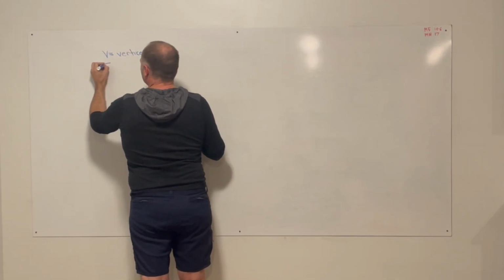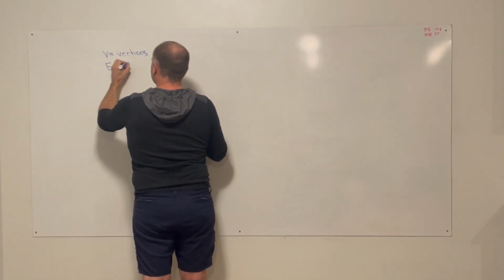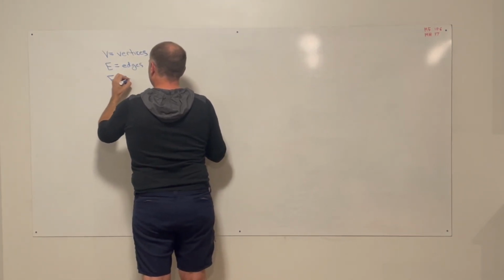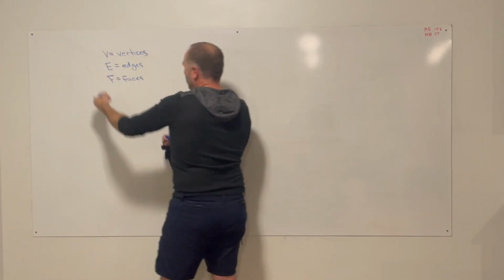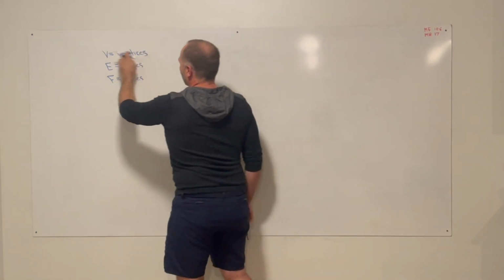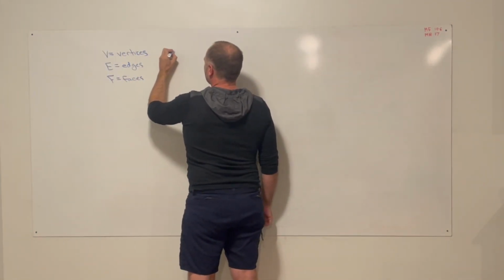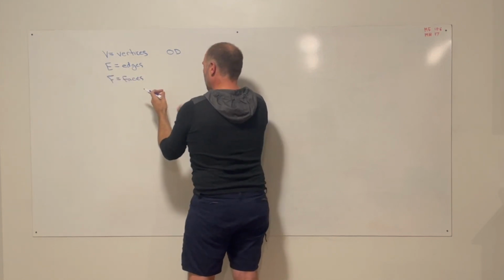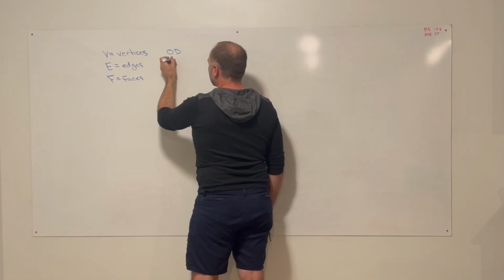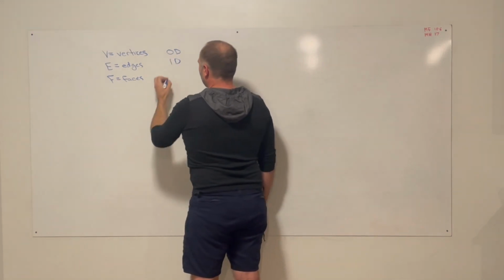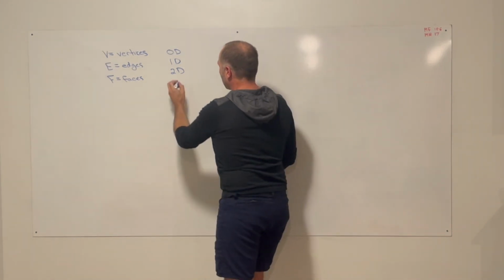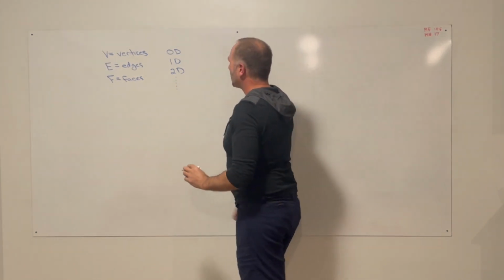CES. We're going to have E for edges, and we're going to have F for faces. Now, what do these things have in common, or how do they differ? Vertices are very specifically zero-dimensional. Edges, line segments, they have length. That's it. So they're one-dimensional. And faces are two-dimensional, right? They're areas.